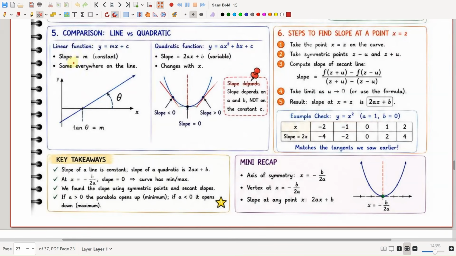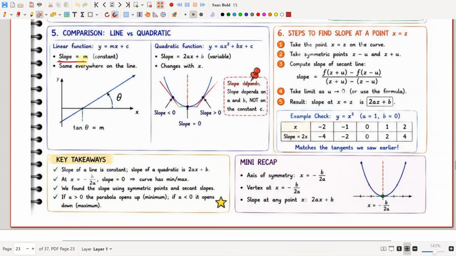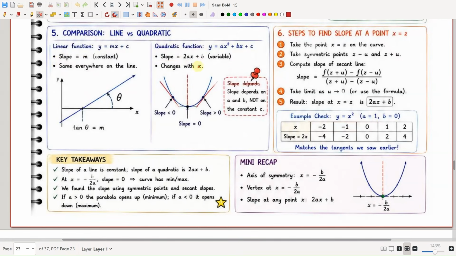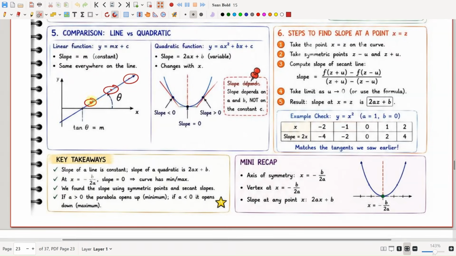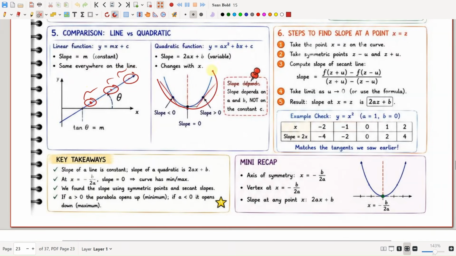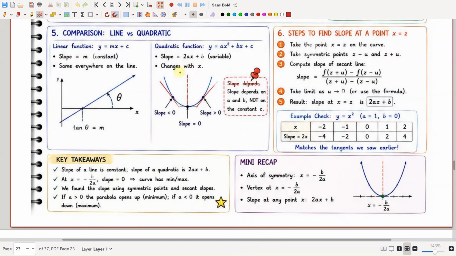Okay, and we know that slope is equal to m, and the slope here is 2ax plus b. Though the slope will be same anywhere or everywhere on the line. If you find the slope at this point, at this point and at this point, all these three values will be same. But the slope in a curve will change with x.